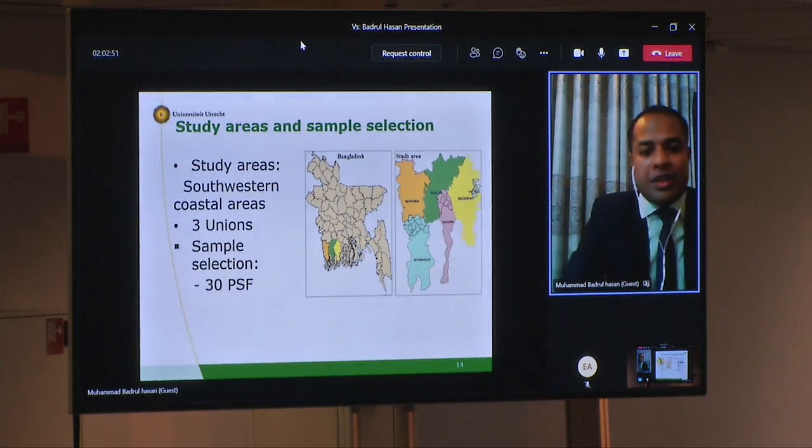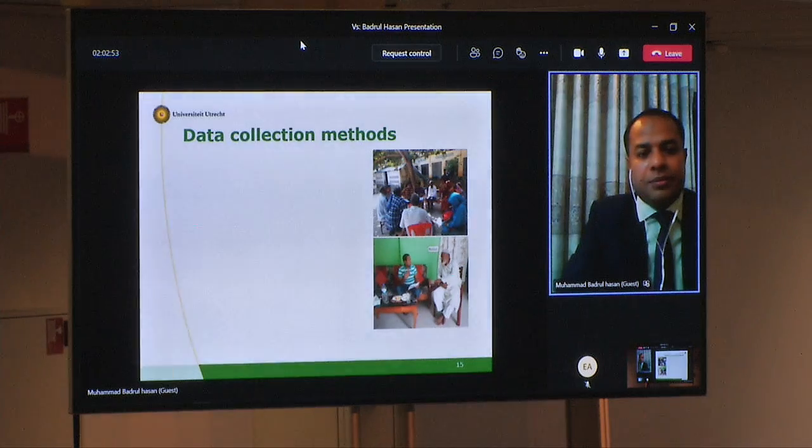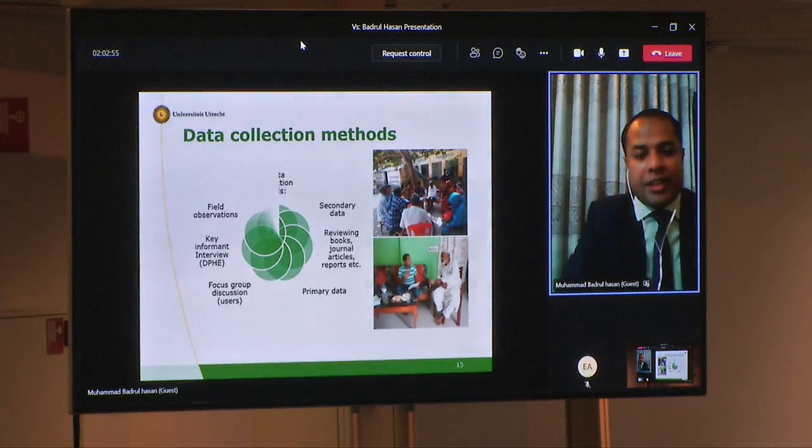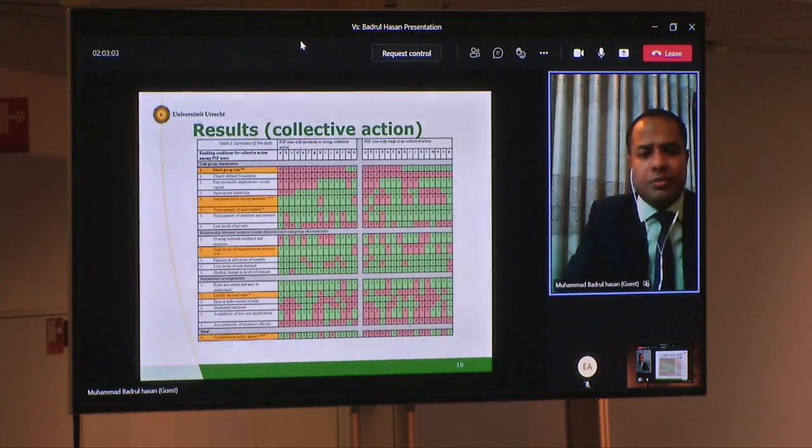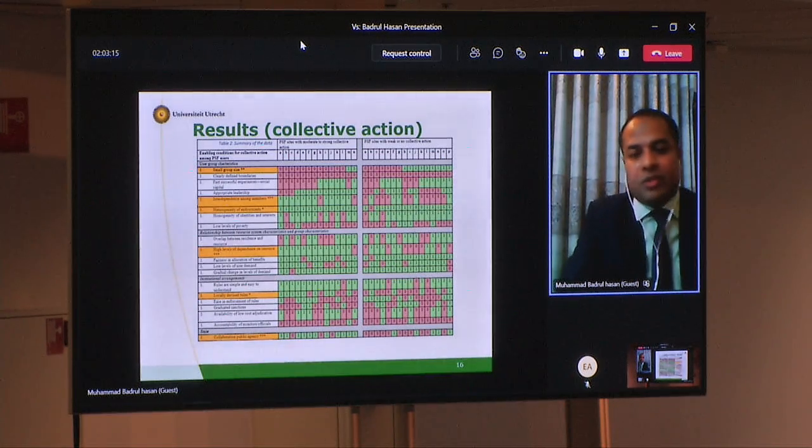Okay, okay, that's the methodology and data collection methods. I've collected my data using key informant interviews with the officials and also focus group discussions with the user groups. And these are the results of my study, computing correlations between the indicators of collective action and the performance of drinking water systems.